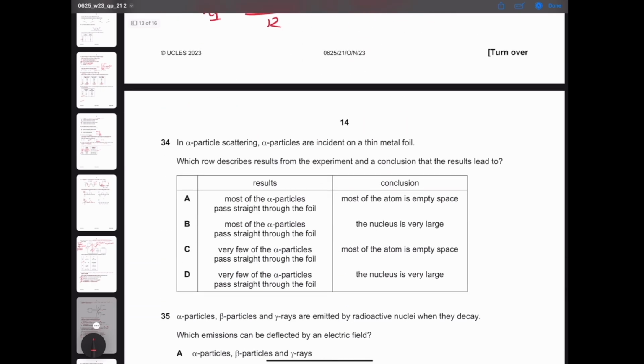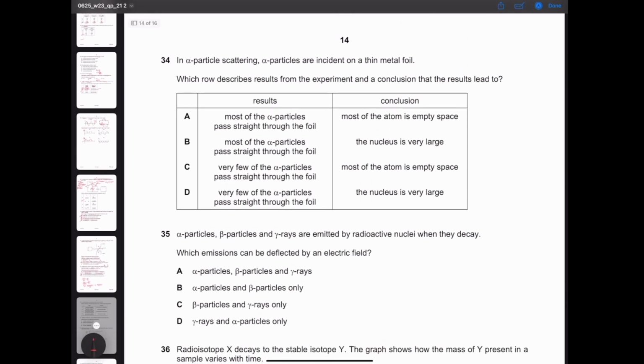Next question. In alpha particle scattering experiments, alpha particles are incident on thin metal foil. Which row describes the results from the experiment and the conclusion? Most of the alpha particles pass straight through the foil. This is correct. Most of the alpha particles pass straight through. This is incorrect. Very few alpha particles pass straight through. So option C and D are incorrect already.